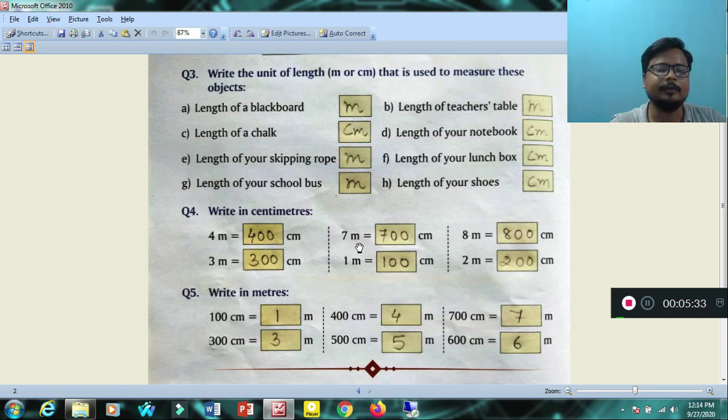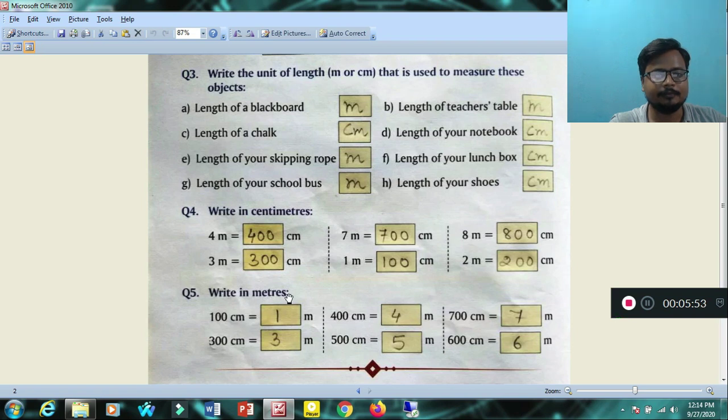For example, 7 meter. How to convert 7 meter into centimeter? You simply multiply 100 in 7 and you will get the answer 700. So when we convert 7 meter into centimeter, we get the answer 700 centimeter. Okay. Now come to question number 5.